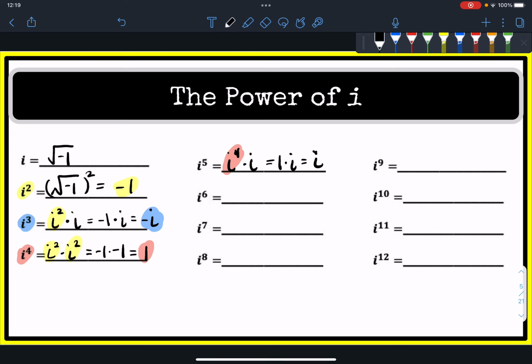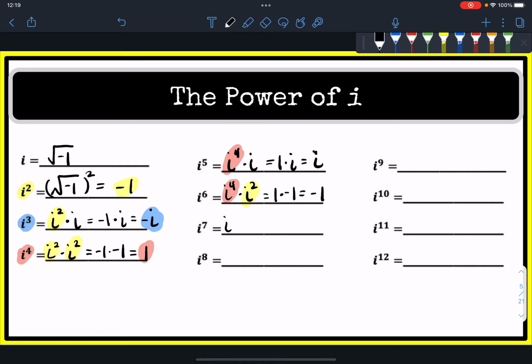Now i to the sixth power, if I again use 4 and 2, i to the fourth and i squared, again, i to the fourth power is equal to 1. So using that definition, we end up multiplying 1 with i squared. Well, i to the second power is equal to negative 1. So if I multiply a positive 1 with a negative 1, that's equal to negative 1. So this is going to be the answer for that value.